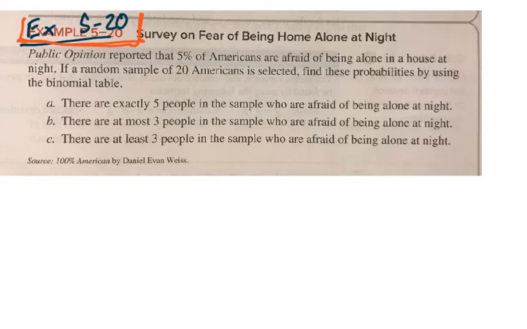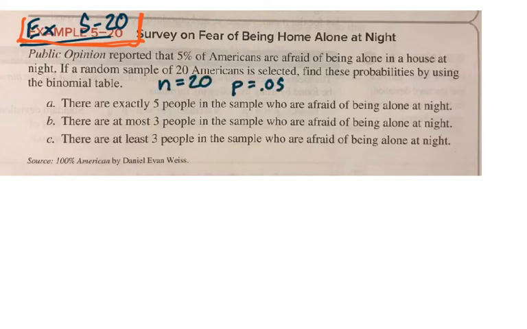So this is a survey on fear of being home alone at night. A public opinion poll reported that 5% of Americans are afraid of being home alone in a house at night. If a random sample of 20 Americans is selected, find these probabilities by using the binomial table. So we'll go through these one by one. In part A, there are exactly 5 people in the sample who are afraid of being alone at night.